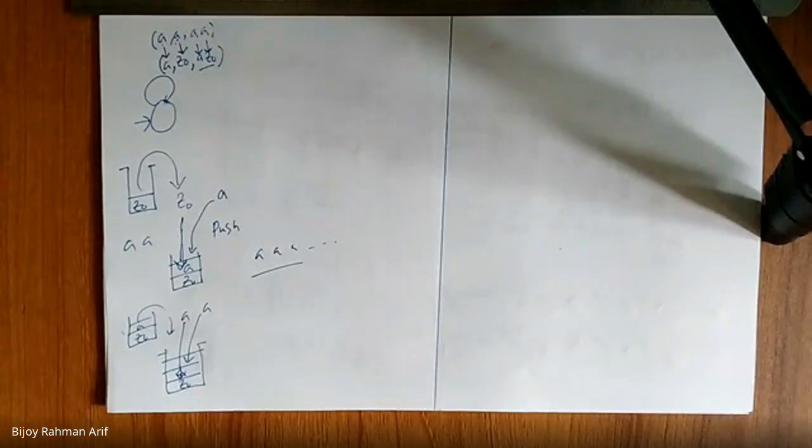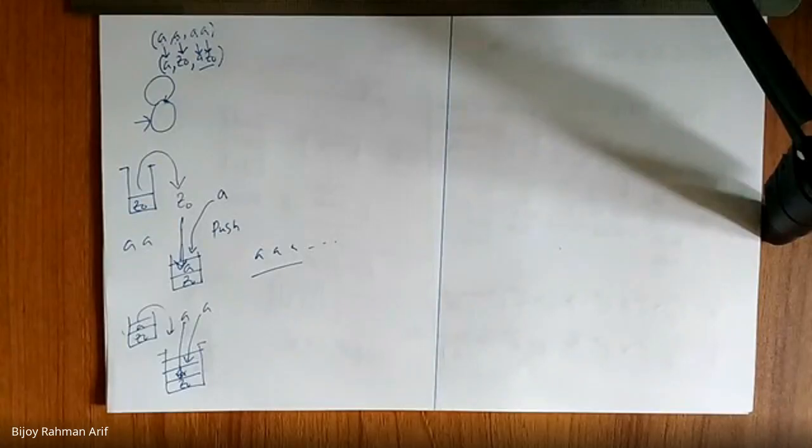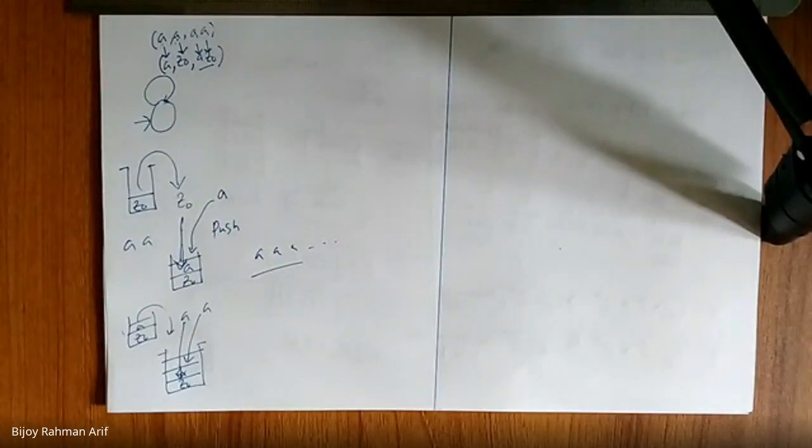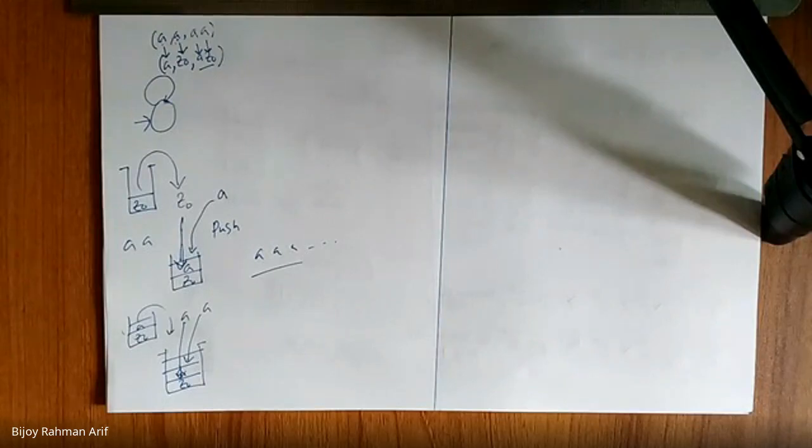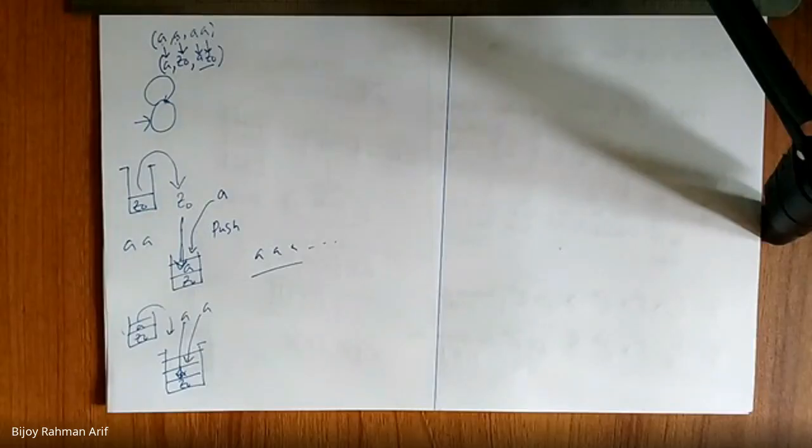In which state will it pop? It will pop in this state. If it pops in this state, what is wrong? We might get A after B, then again it is going to push. We do not want to do that part.